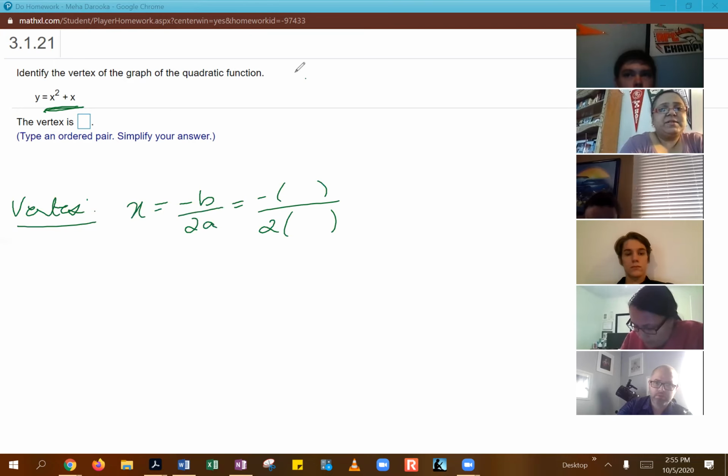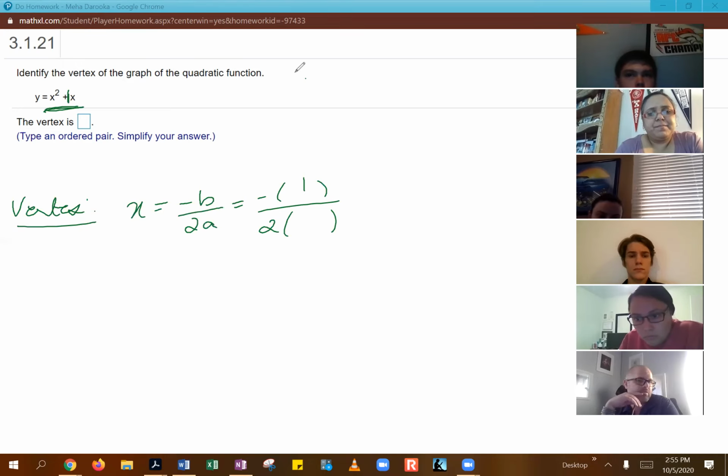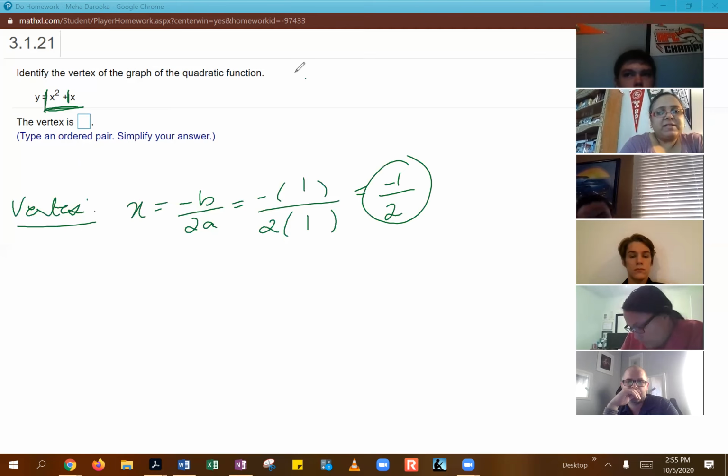Yeah, very nice, because in front of that x, you can think of that as being a positive 1. So b will be positive 1. And what do we think about a? Yeah, same thing. You have x squared, so the number in front is again going to be 1. So as you can see, James has the answer over there. You will have negative 1 on the numerator, 2 on the denominator. So this will give us the x value for our vertex. So that's going to be negative 1/2 for the x.